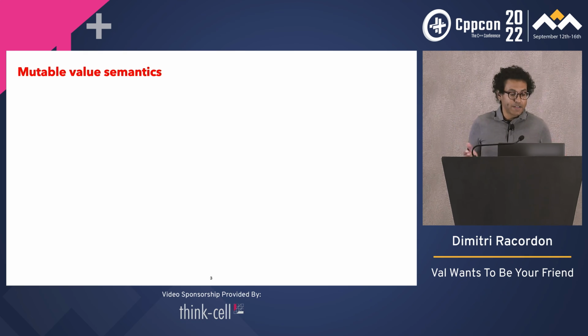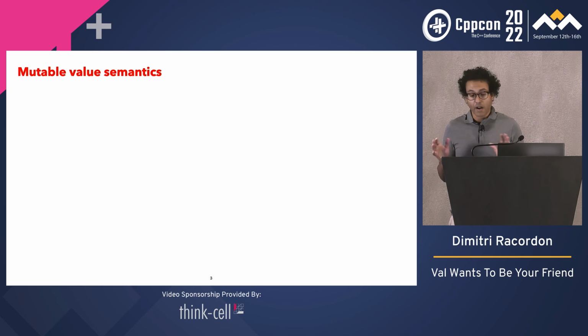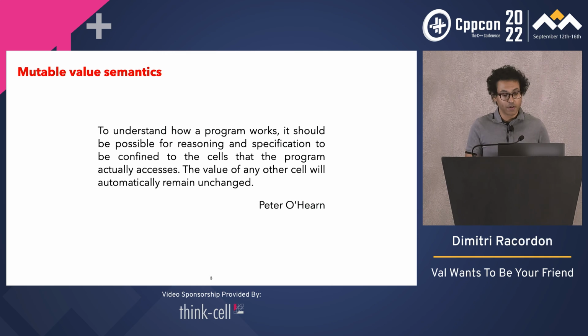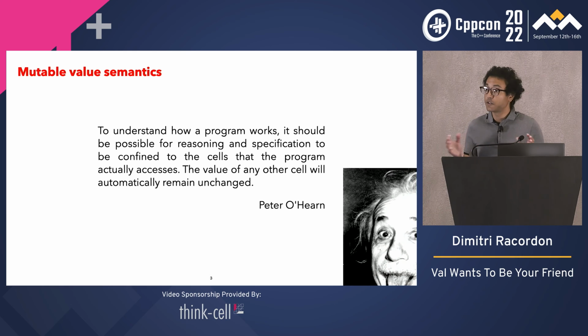To understand what Val is about, we first need to have a look at the concept of mutable value semantics, or MVS for short. If you saw Dave's talk on Wednesday, you already know what this is, but for a refresher, here's the gist. Mutable value semantics is all about local reasoning, which Peter O'Hearn described as follows. To understand how a program works, it should be possible for reasoning and specification to be confined to the cells that the program actually accesses. The value of any other cell will remain automatically unchanged. Put differently, you should never have to worry about an unintended mutation caused by spooky action at a distance.